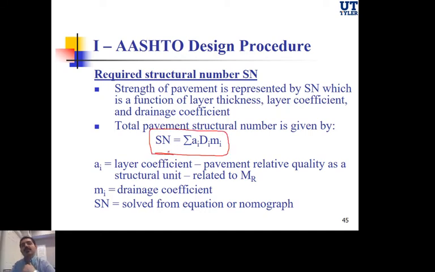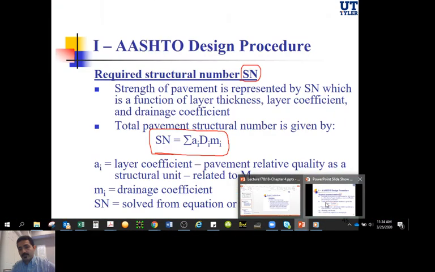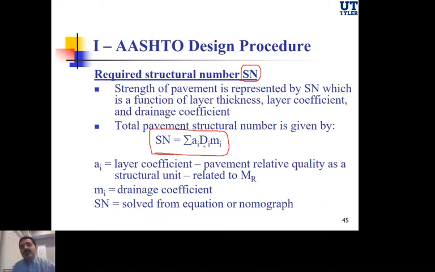So let me explain why we're after the structural number. The structural number, by definition, gives us an indication of the strength of the pavement. The strength of the pavement, represented by the structural number, is a function of the layer thickness, the layer coefficient, and the drainage coefficient. So the structural number is equal to a_i, which is the layer coefficient we talked about last time, times the thickness, times the drainage coefficient.